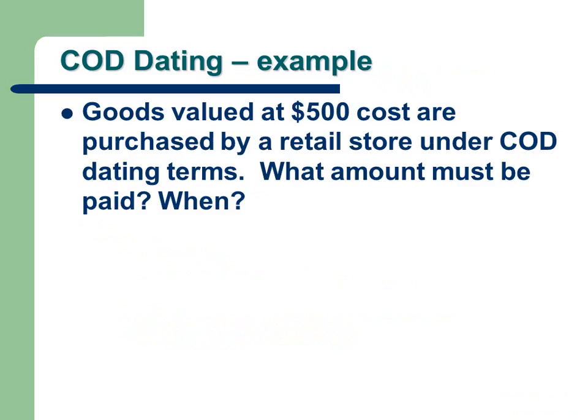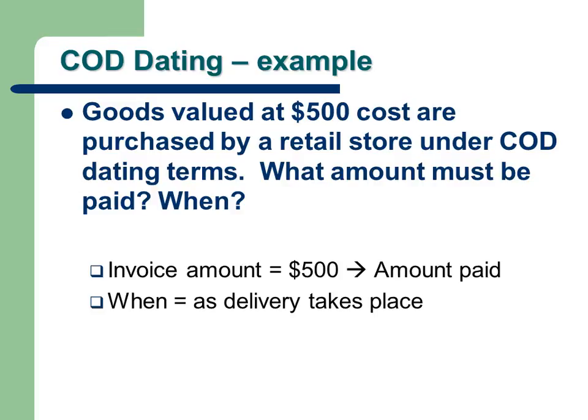So for example, say merchandise valued at $500 at the billed costs is purchased by a retail store under COD dating terms, then what amount must be paid and when must that payment be made? Of course, the retail buyer has to pay the entire invoice amount, $500 as is, and the amount has to be paid right away as soon as the delivery takes place.